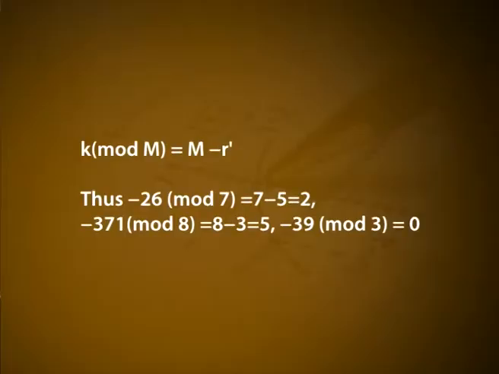If k is negative, divide mod k by m to obtain a remainder r dash. Then k mod m is equal to m minus r dash, where r dash is not equal to 0. Thus, minus 26 mod 7 is equal to 7 minus 5, which is equal to 2, minus 371 mod 8 is equal to 8 minus 3, which is equal to 5, and minus 39 mod 3 is equal to 0.